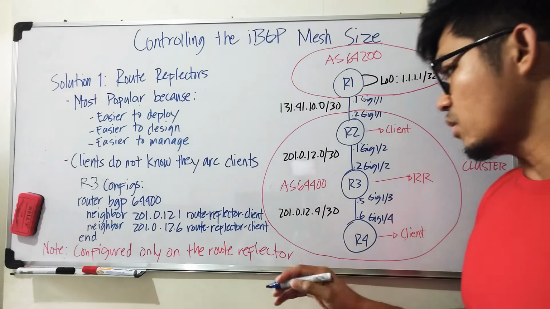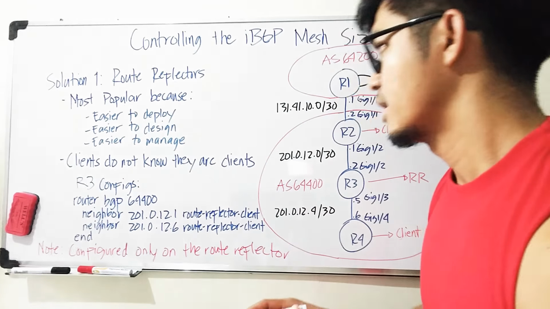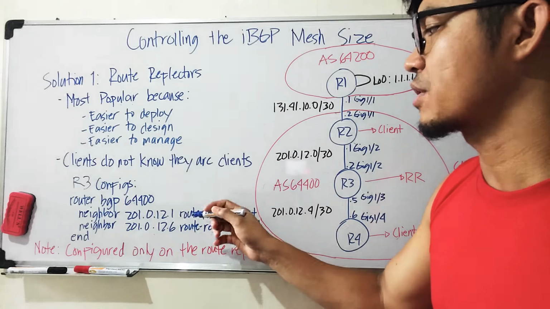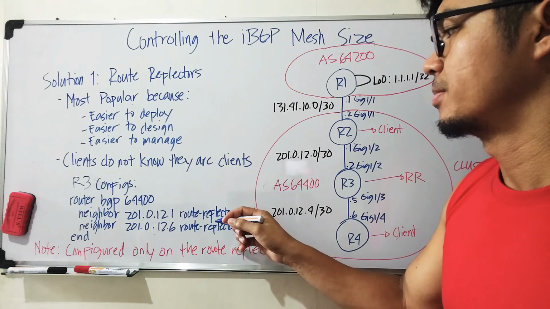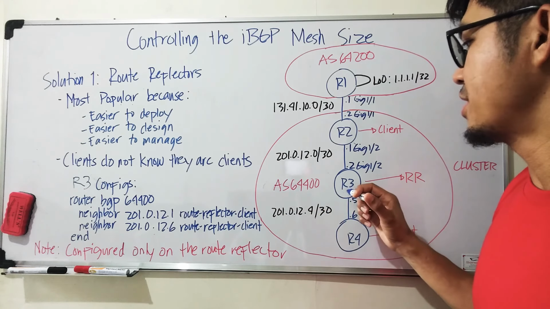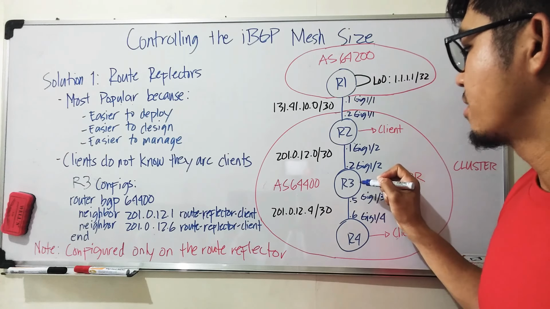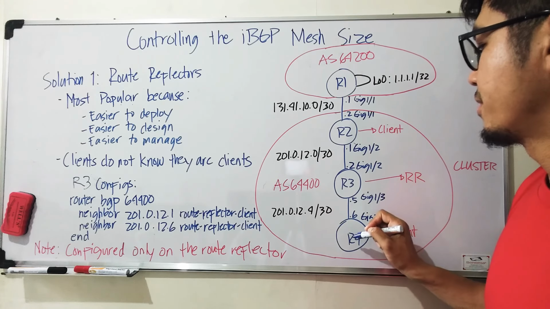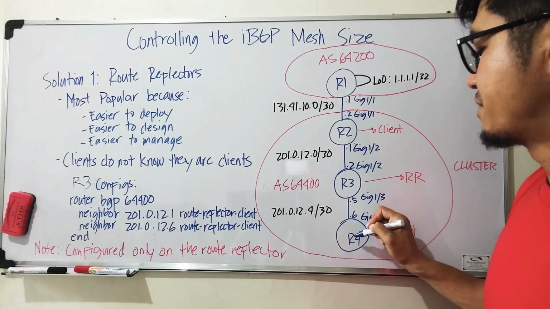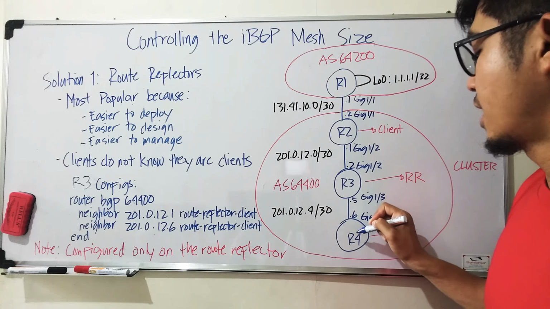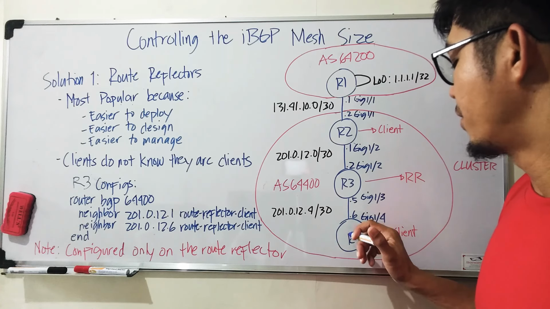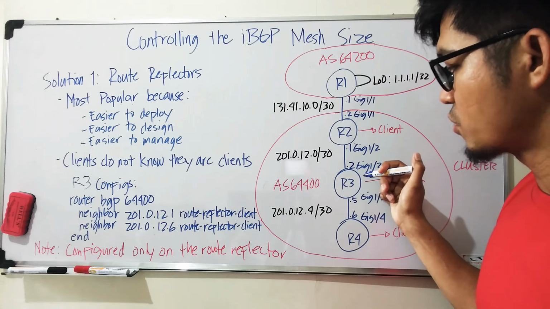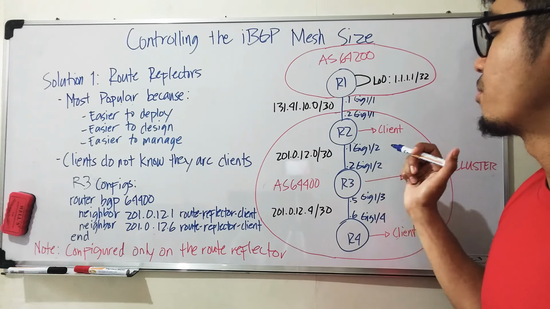So once we have made this configuration on R3, R3 can reflect the routes that it learned from R2 to R4, and vice versa. When R4 sends routes to R3, R3 can forward those routes to R2, so the problems are solved.